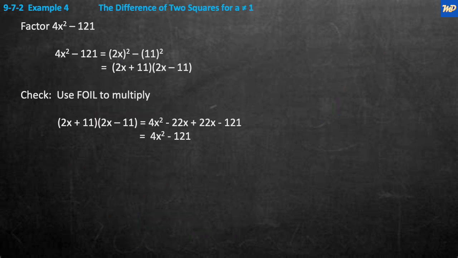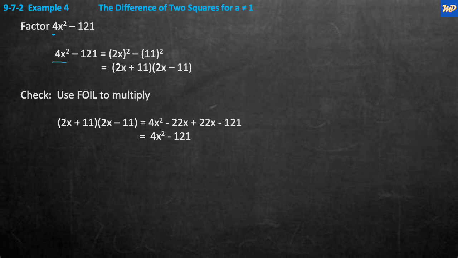Okay, example 4, the difference of two squares for a not equal to 1. And when we say a not equal to 1, we're talking about this right here. The 4 is the a coefficient of the x squared term, and it's not equal to 1, it's a 4. And it also is factorable. It's 2 times 2, which is important. It has to be. And then we also have 121 in this case, and it has to be factorable. And 121 is factorable into 11 times 11.